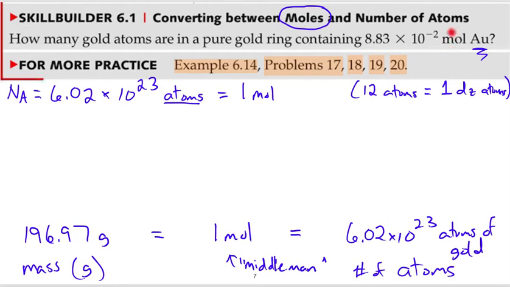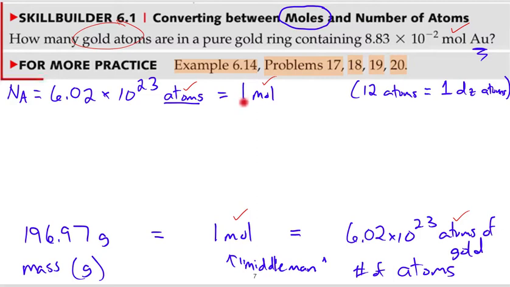Now I want to go from moles to the number of atoms. Why am I doing this? This is a conversion factor. This is going to look a lot like the dimensional analysis calculations. This is a dimensional analysis calculation that we first learned in Chapter 2.